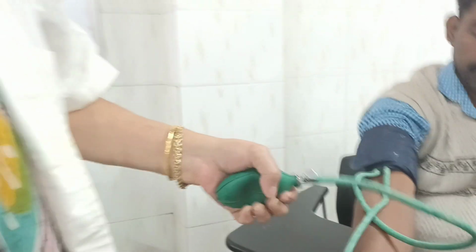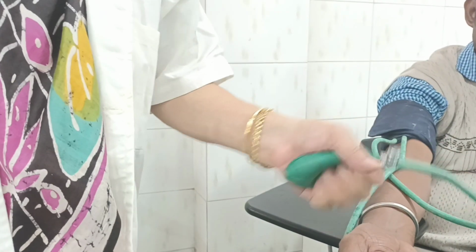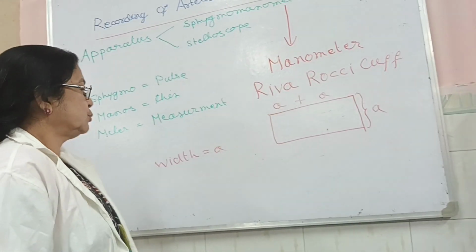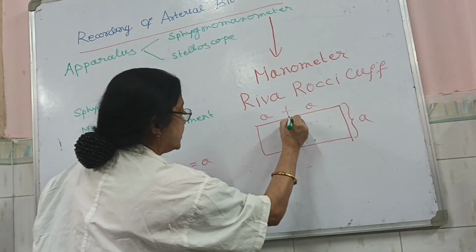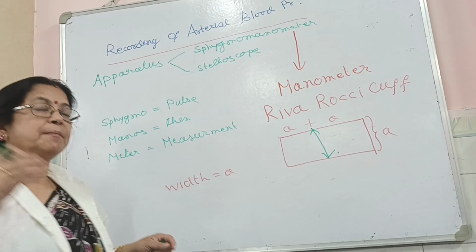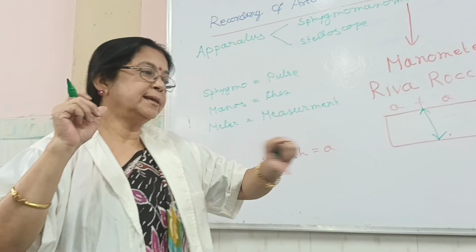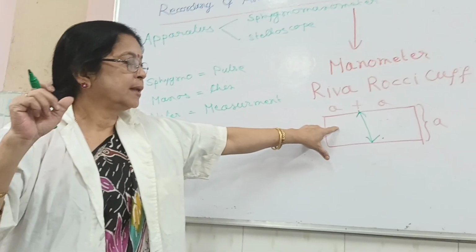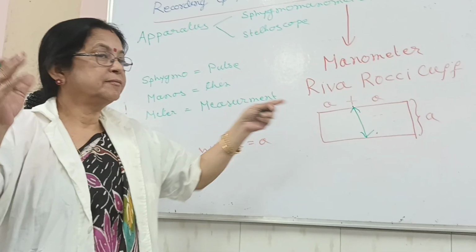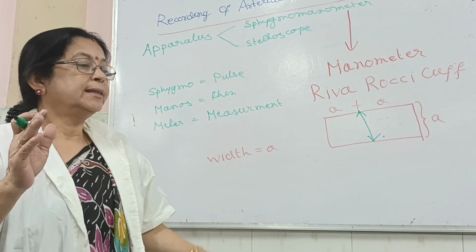I am inflating the rubber bag. I am pressing the hand pump, so air is entering the rubber bag. First there is no air, now it is full of air. Now, air pressure.